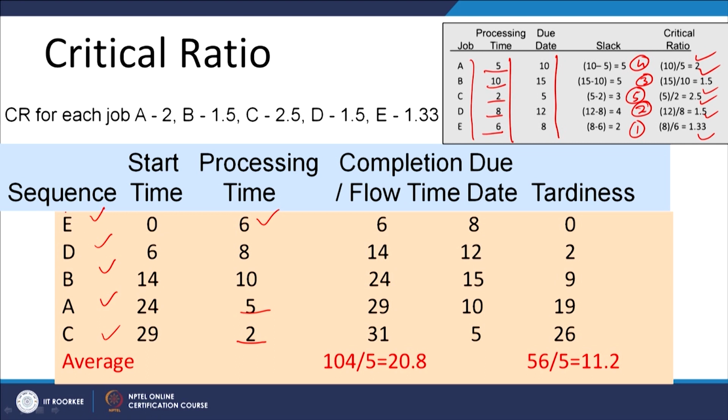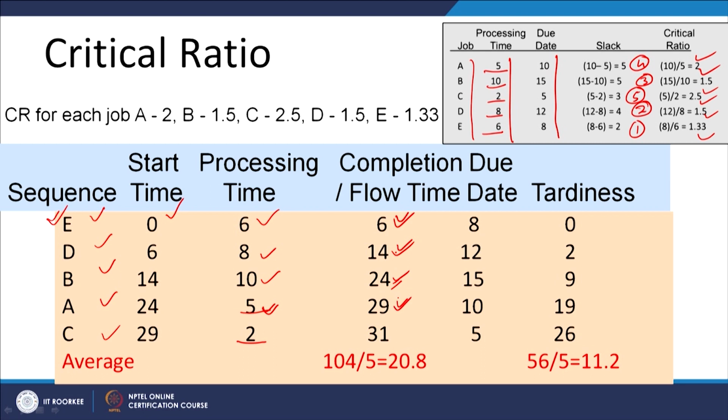Now, since job E has been given the highest priority, it will be started immediately and completed after 6 days. So the waiting time is 0 and the start time is 0 for this, but job D will be started after waiting 6 days and it will take 8 days, so it will be completed after 14 days. Likewise, job B will be taken up after 14 days and completed after 24 days, after 10 days of processing time. Job A will be taken up after waiting 24 days, and it has a processing time of 5, so it will be completed in 29 days.